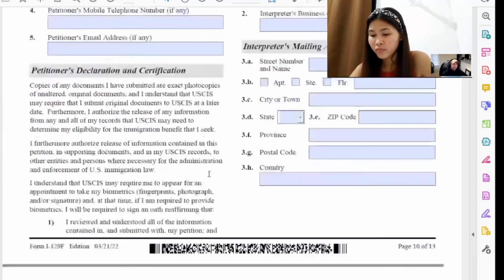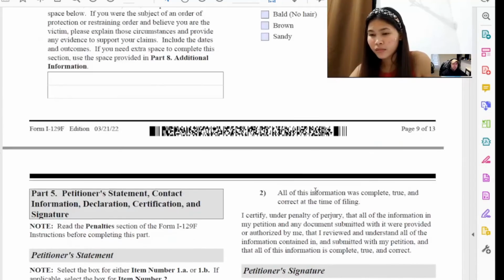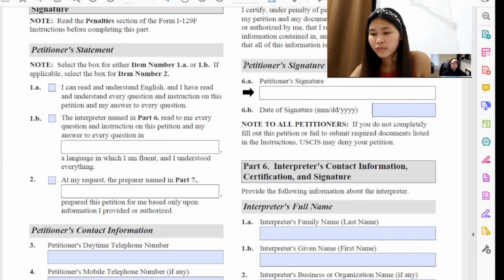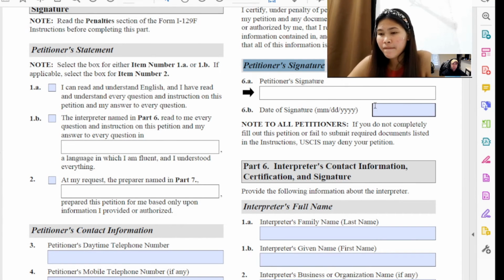Once you do that, it's going to come up here. Petitioner signature. Do not forget to print and sign this if you're the petitioner. These are important here.